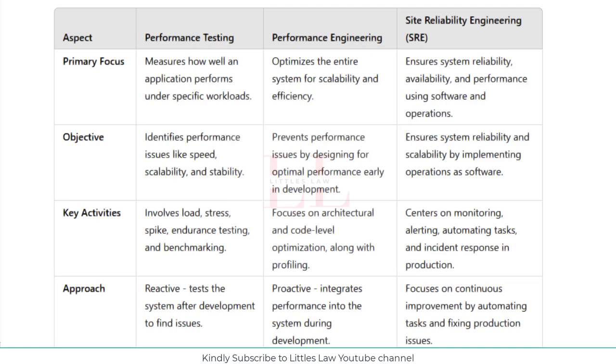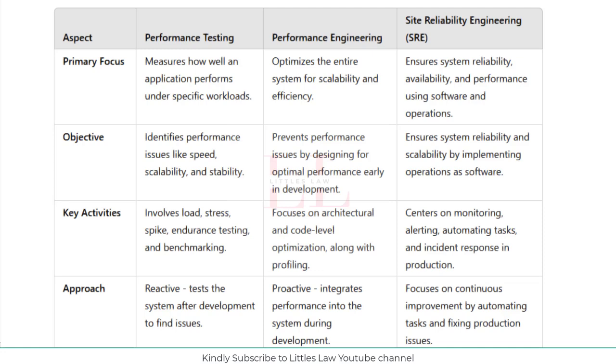And moving on to performance engineering, the key activities of performance engineering focus on architectural and code level optimization along with profiling, because these activities will ensure the system is designed and built to perform optimally before it reaches the testing phase. So even before it reaches the testing phase, the activities of the performance engineer start and end, right?